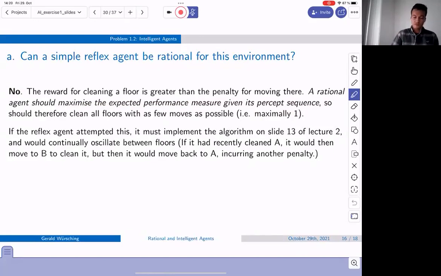Since a simple reflex agent chooses the action based on what it currently sees, it doesn't store a sequence of perceptions. The simple reflex agent would start cleaning room A, then move to room B to clean it, but it would move back to room A to clean it again, since it doesn't store past perceptions. It doesn't remember that it has already cleaned room A.